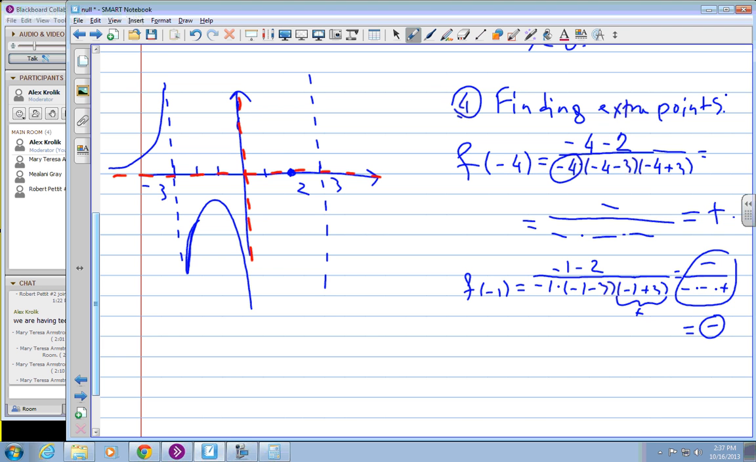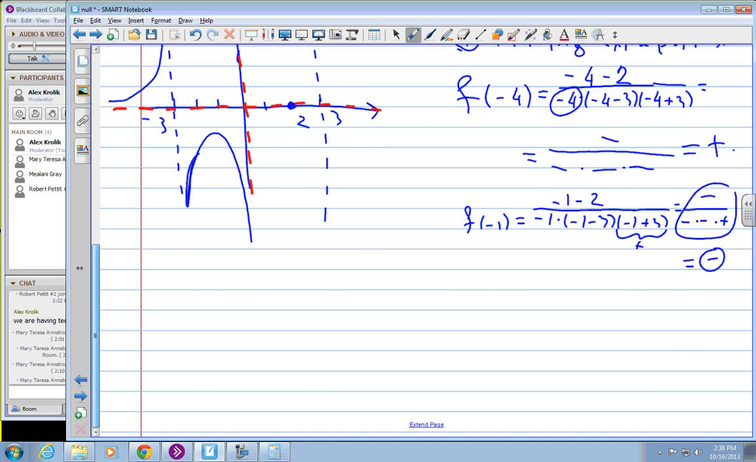And now again, between 0 and 3, don't pick 2 because 2 will give you 0. But let's pick 1. What happens if I plug in 1 for x? And it will give me a point probably above the x-axis. F of 1 is 1 minus 2 over 1 times 1 minus 3 times 1 plus 3. So that looks like a minus over plus times a minus times a plus. Overall, that's a plus. Right? You can do that.